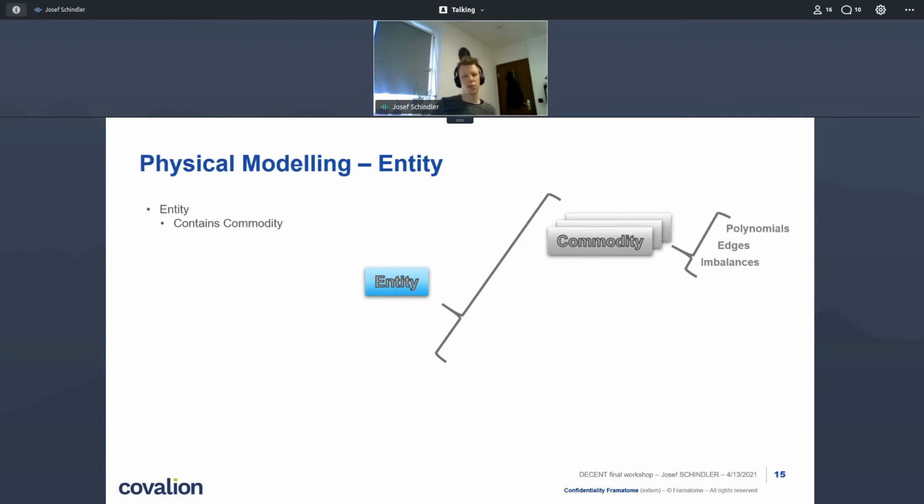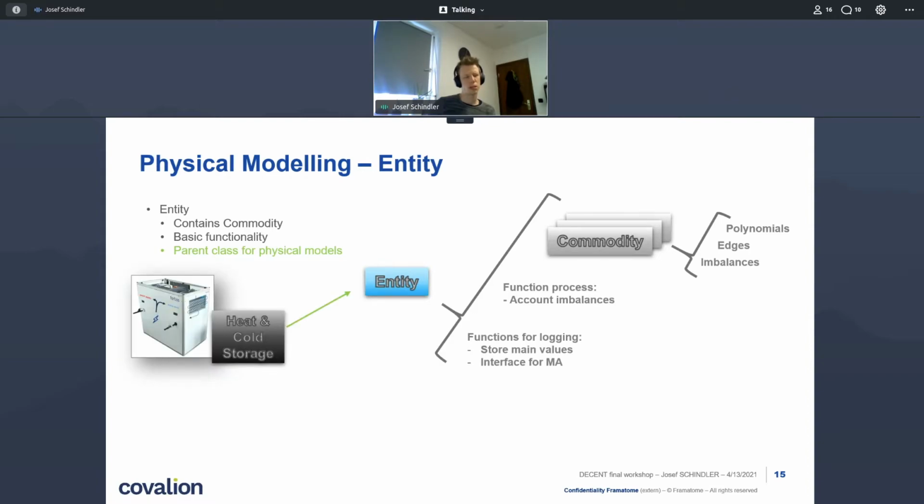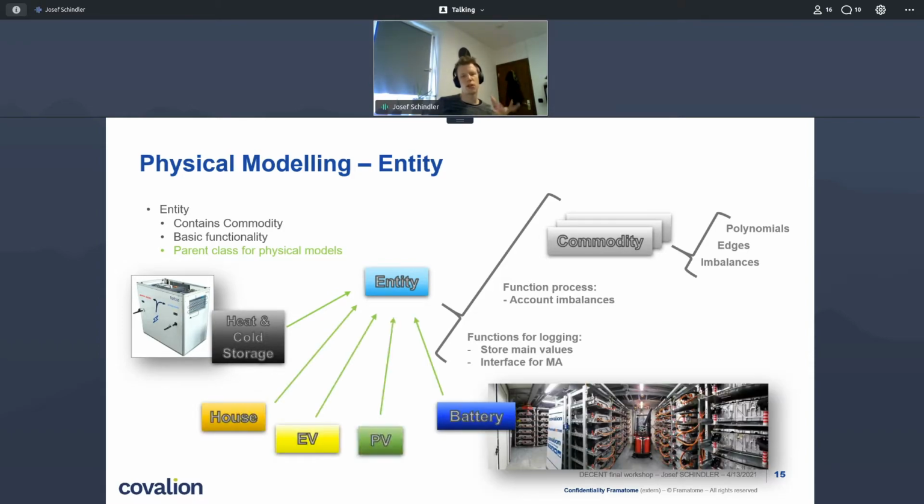All the commodities are represented by polynomials and edges, which define the set points that are possible. And of course, the commodities track the imbalances that have arisen due to trading and so on. The entity also incorporates some basic functionality such as logging, and it is the parent class for the physical models. As explained, we have the heat and cold storage for fortiss, the battery storage, or some virtual models that I need to explain a little bit more.